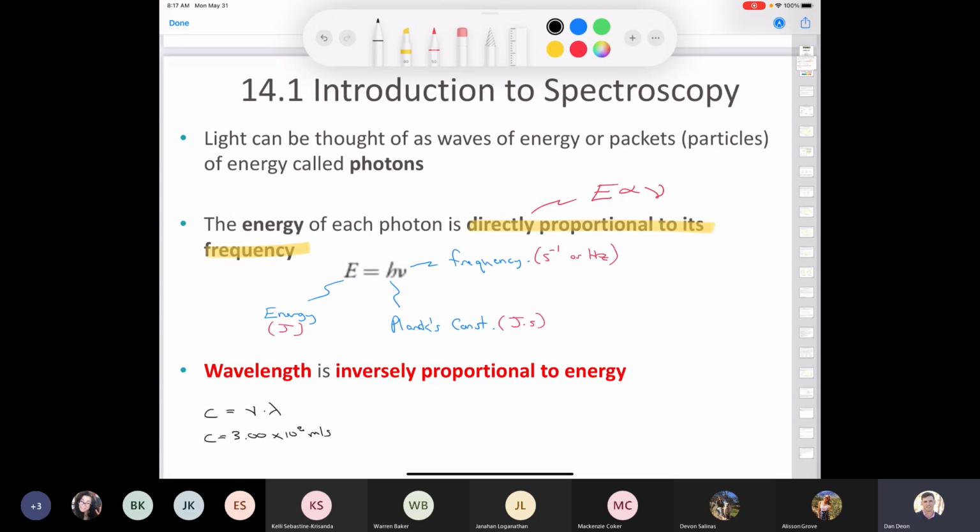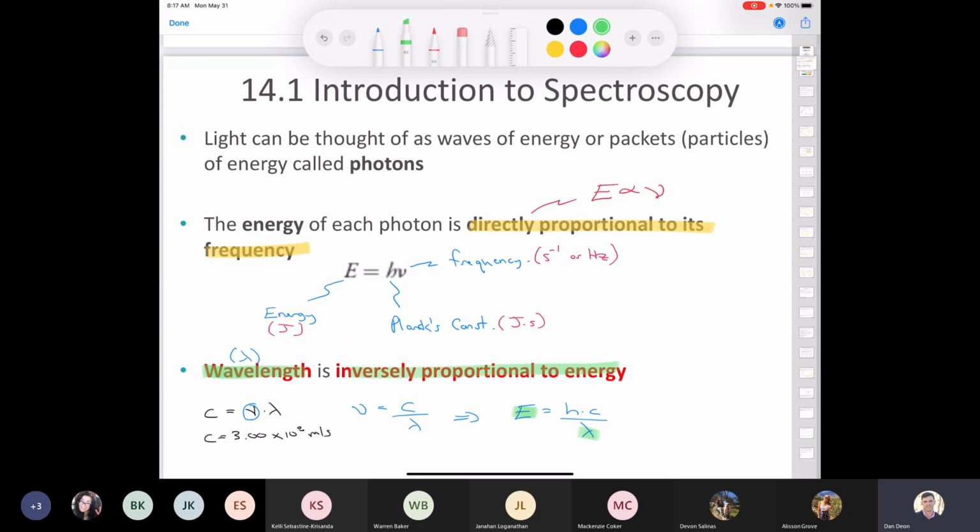Well, now I can take this formula and I can solve for frequency, can't I? I could say that frequency is equal to C over lambda, our wavelength. Wavelength, again, is lambda. Well, if I take this and I plug it into here, what do I get? I get that E is equal to H times C over lambda. So now we can see that wavelength is inversely proportional to energy. Here's our energy, and here's the inverse of wavelength in that formula.